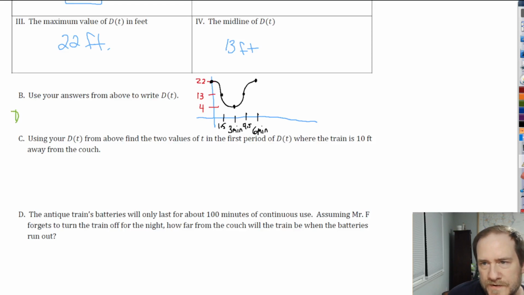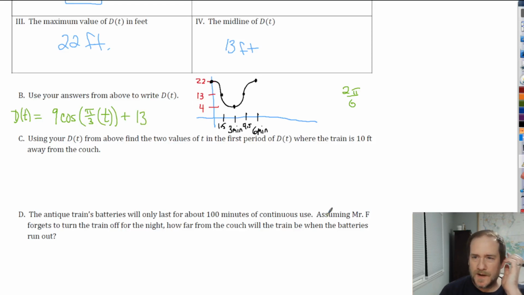So we'll say d of t equals 9 foot amplitude, so 9 times the cosine of, let's stick with radians, so 2 pi over 6 is pi over 3, times t. And we don't need a phase shift because we started right on the max. But we do need our midline of 13.